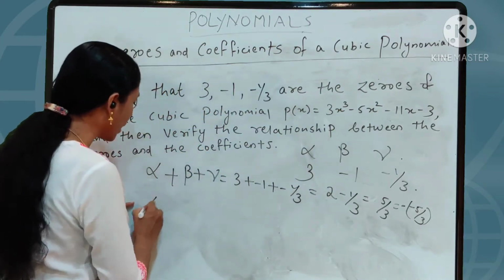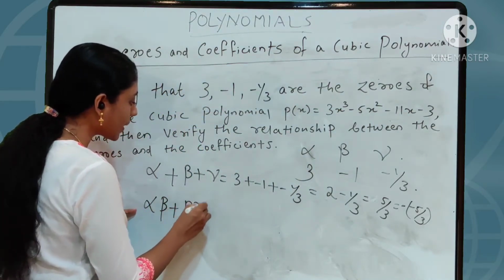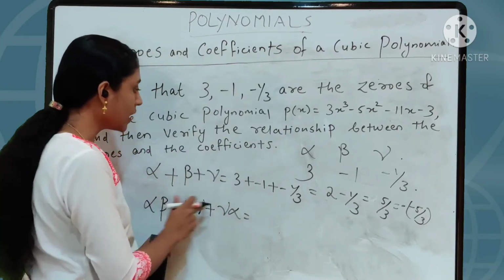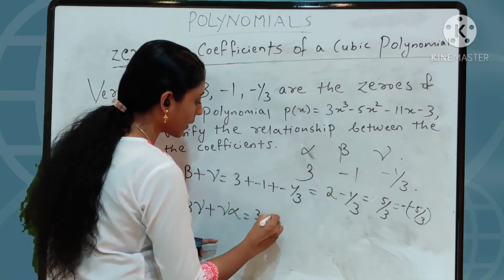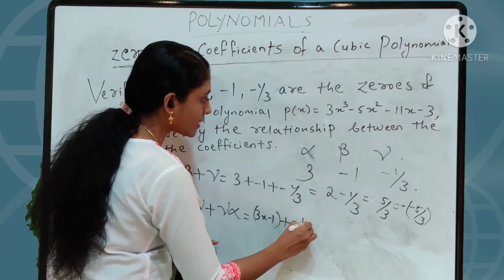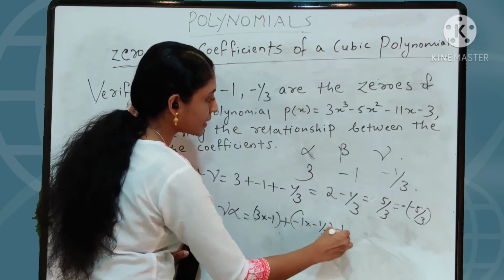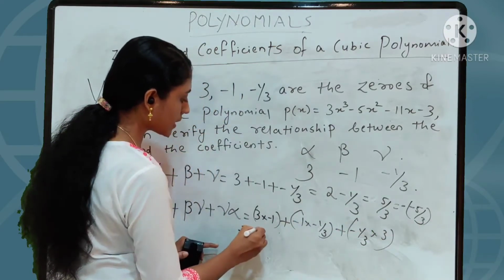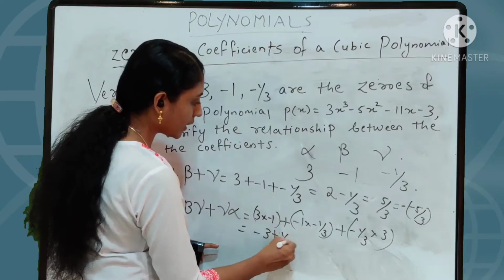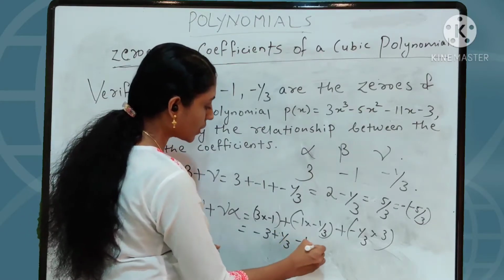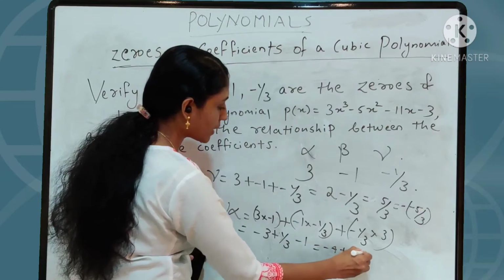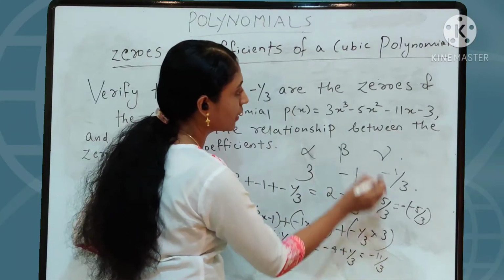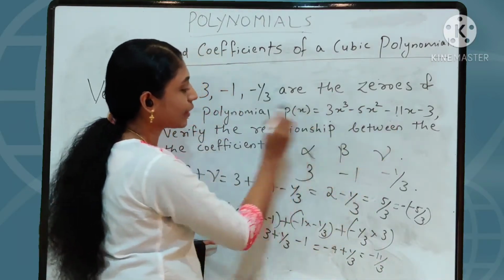And what about alpha beta plus beta gamma plus gamma alpha? This is also a formula for a cubic polynomial, right? So alpha beta, that is 3 into minus 1, plus beta gamma, minus 1 into minus 1 by 3, plus gamma alpha, that is minus 1 by 3 into 3. So what is the answer? Minus 3 plus 1 by 3 minus 1. So minus 3 minus 1 is minus 4 plus 1 by 3, which is minus 12 plus 1, that is minus 11 by 3, which is nothing but coefficient of x divided by coefficient of x cube.